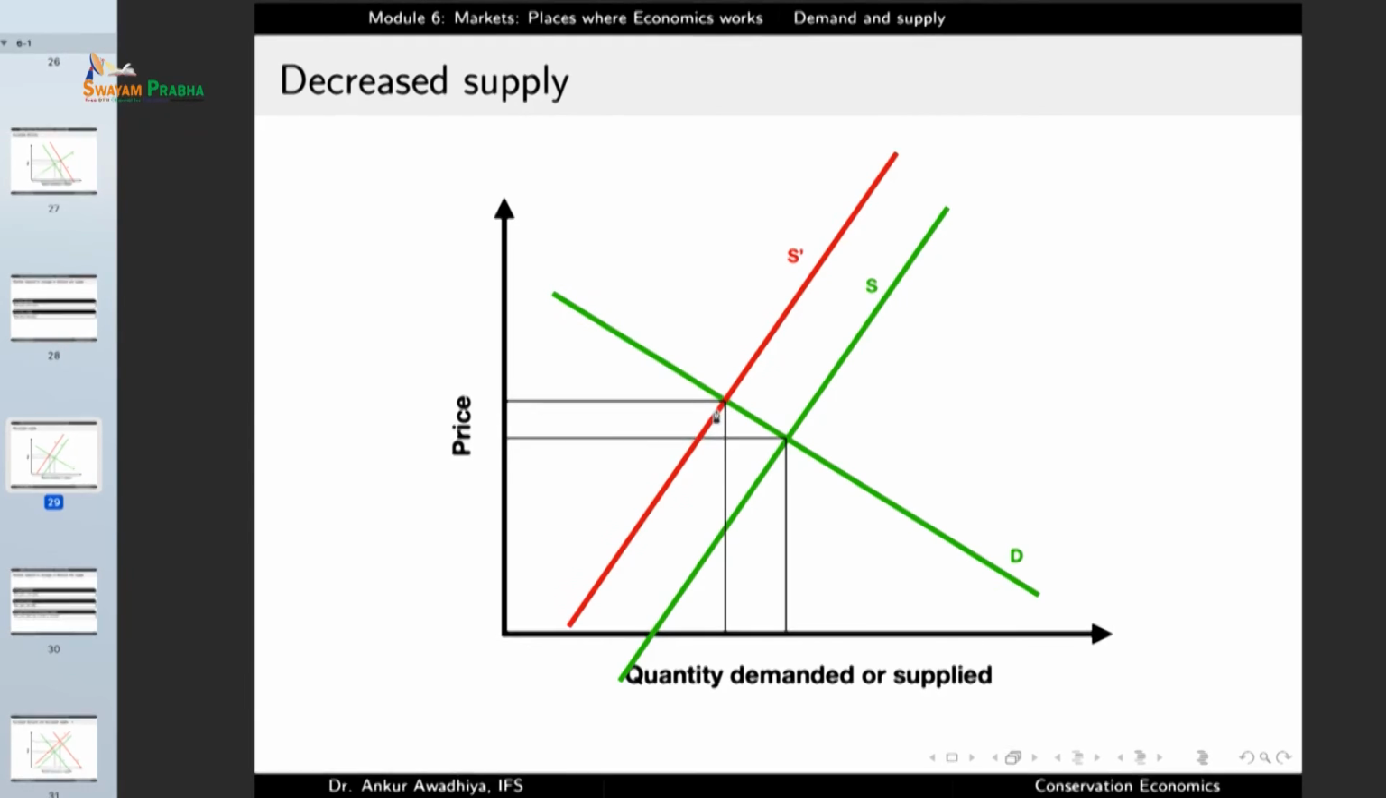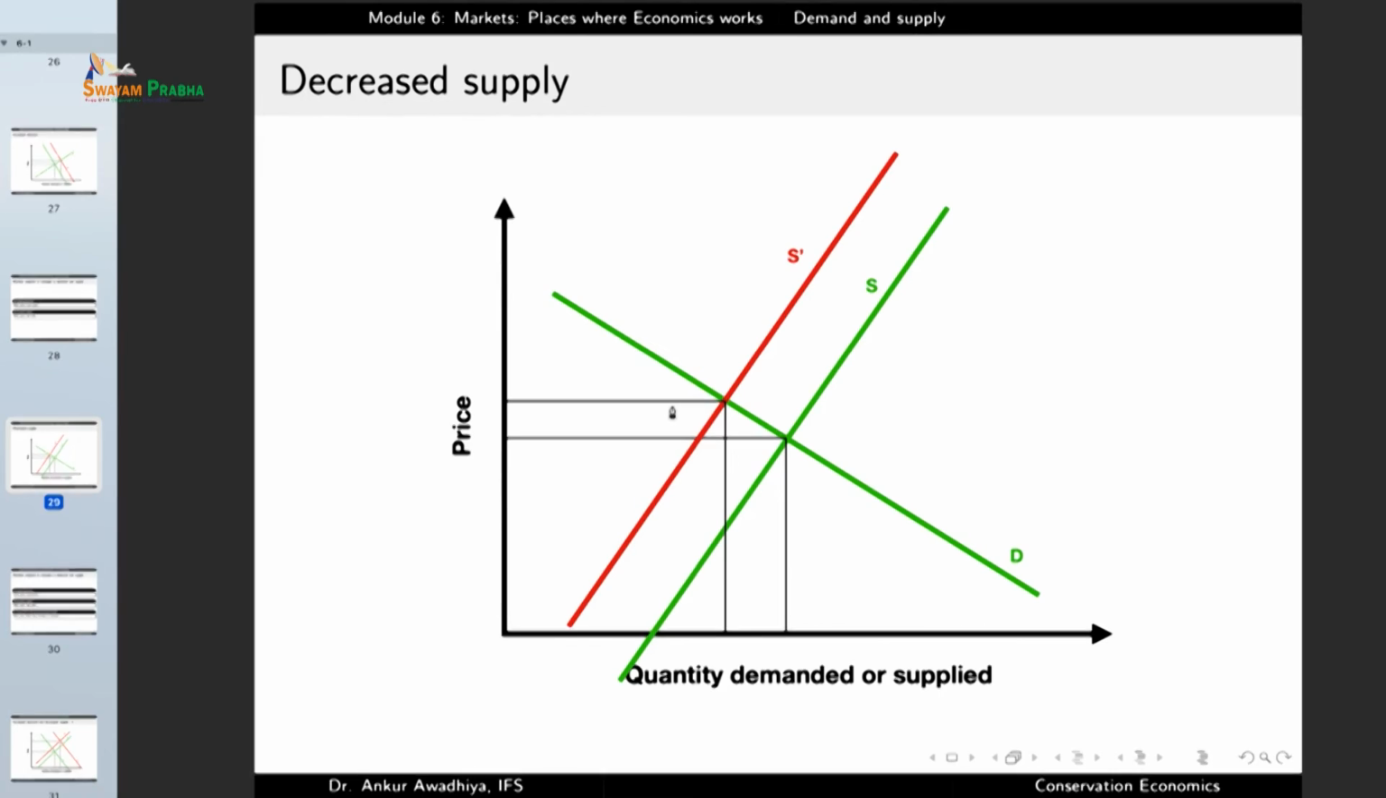Now, what are the impacts in the market? Earlier, the equilibrium price was this much, the new equilibrium price is this much. So, the price has gone up because there is a decreased supply in the market. So, a decrease in supply will lead to more price.